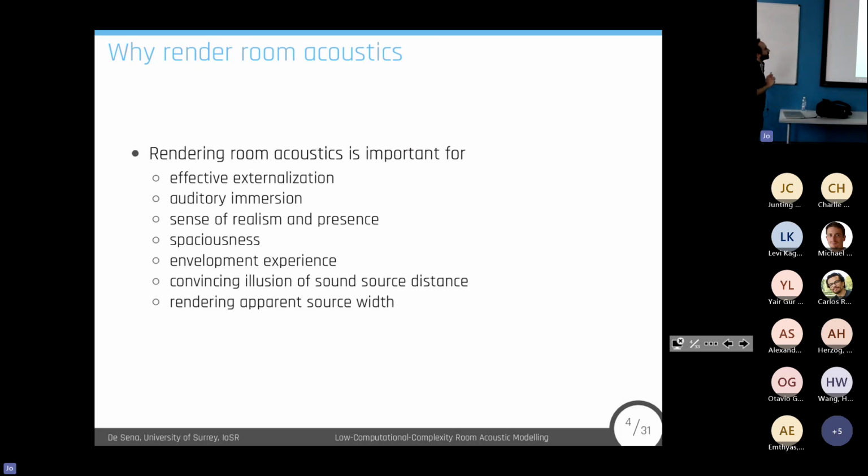We're going to get back to this later in these slides. Sense of realism and presence, spaciousness, envelopment, and a convincing illusion of sound source distance are quite important. If you studied direct to reverberant ratio, it's one of the main cues that we use to estimate the distance of a source, and that implies that you need to render reverberation, of course. Apparent source width is also another one. So in these applications, room acoustics modeling is quite important.